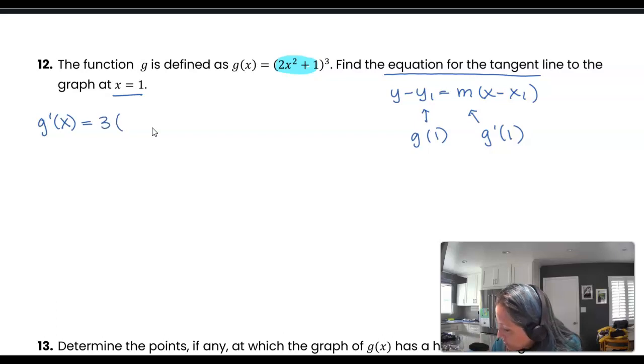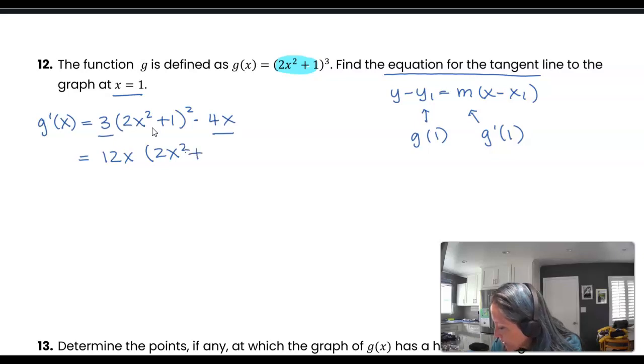There's our chain rule, 3 down in front, make that a square, and then we'll do the times the derivative of that inside function, which is a 4x. If I wanted to make this cuter, which we eventually need in the next problem, we could go ahead, use the associative property to make that a 12x times this 2x squared plus 1 quantity squared. All right, so there's our g prime of x.